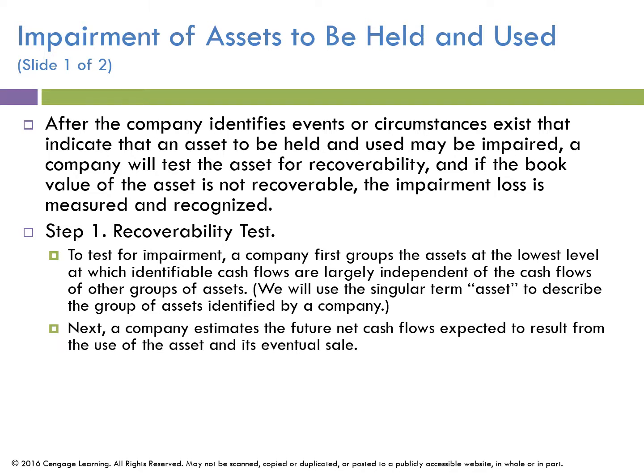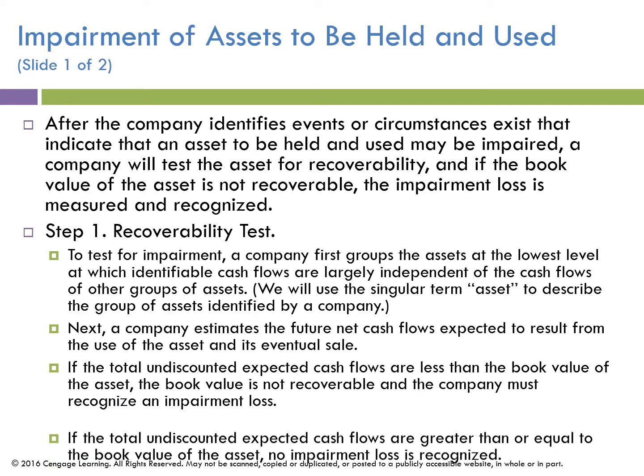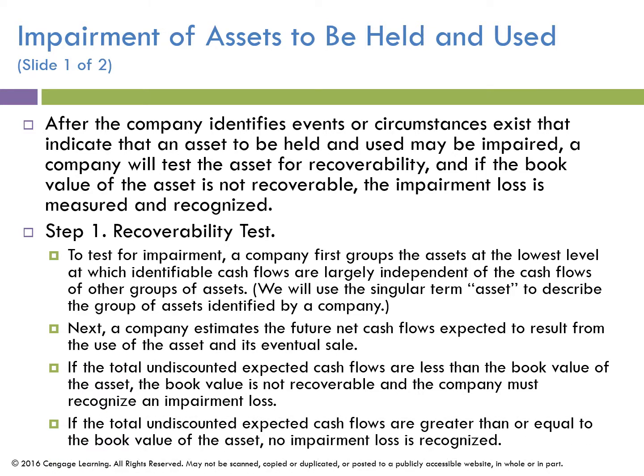A company then estimates the future net cash flows they expect to get from the use of the asset and its sale. So, bottom line, how much cash are we going to make using this asset, and how much can we sell it for? If the total expected cash flows, so if that amount added together, is less than the book value, it is not recoverable and there's an impairment. Now, you don't just subtract that from the book value to get the impairment loss. Nope. That's just to determine if there's an impairment.